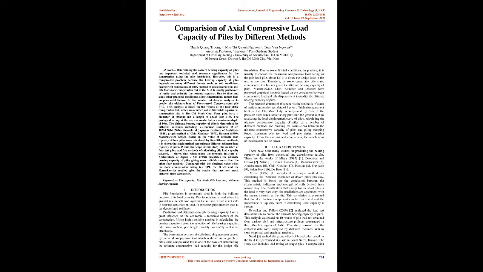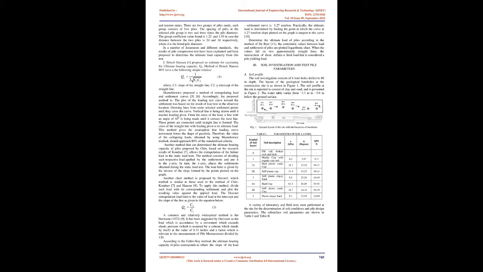Based on the values of ultimate load capacity of the 4 piles calculated by 5 different methods, it is shown that each method can estimate different ultimate load capacity of piles. Within the scope of this study, with 4 test piles and 5 methods of calculating pile load capacity selected, it shows that the formula of the Architectural Institute of Japan, AIJ 1988, calculates the ultimate bearing capacity of piles giving more reliable results than the other 4 methods. Compared with the value obtained when the static compression test failed on TP1, the TCVN and the Mazurkiewicz methods give results that are not much different from each other.